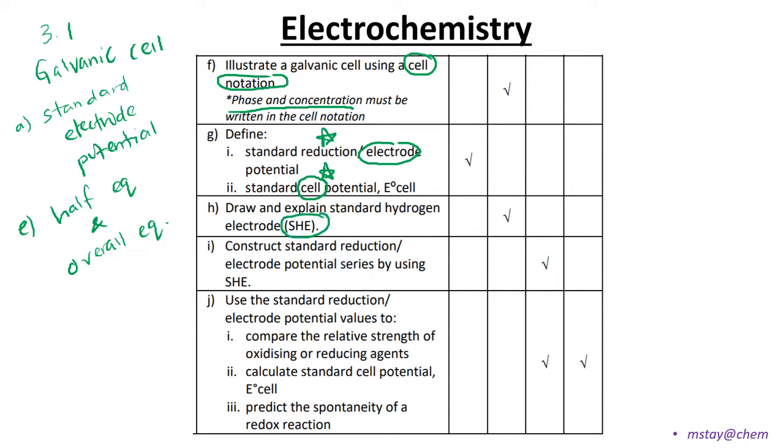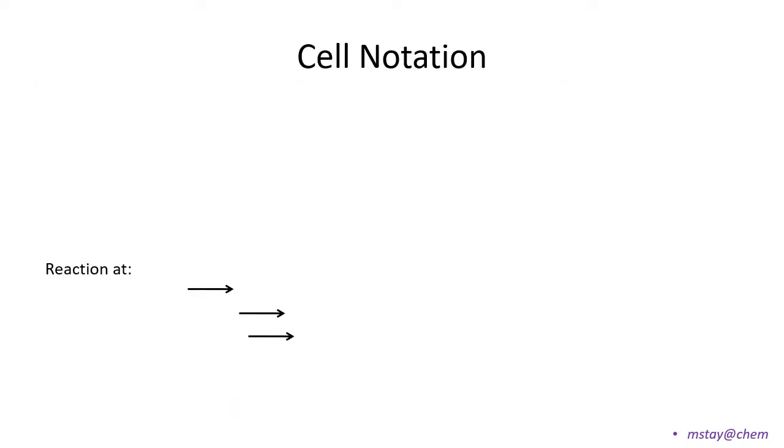And then we're able to understand the meaning of SHE. We are going to construct the series. Then we are going to compare the strength of the reducing and oxidizing agents. We calculate the standard cell potential and also the spontaneity of a redox reaction. Okay, let's start with the cell notation.